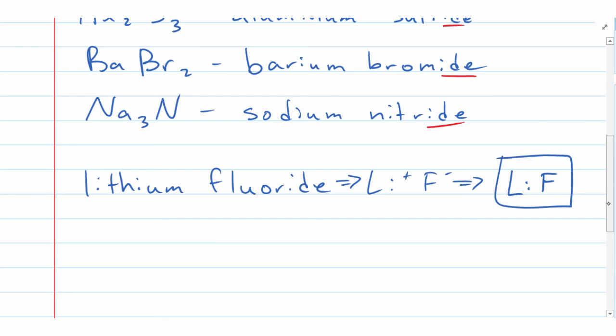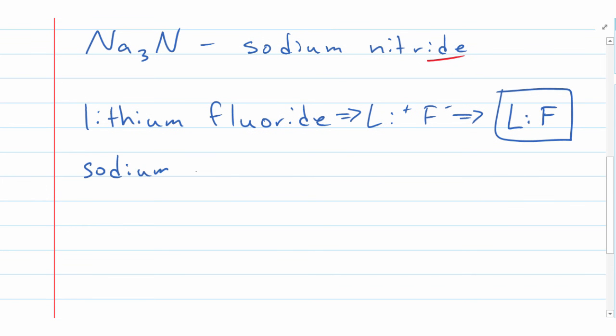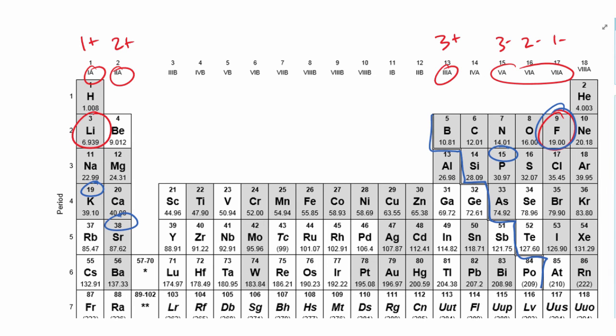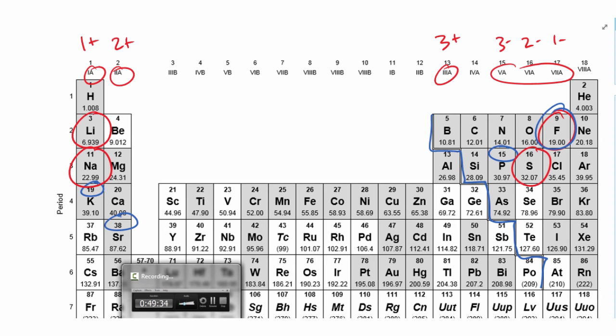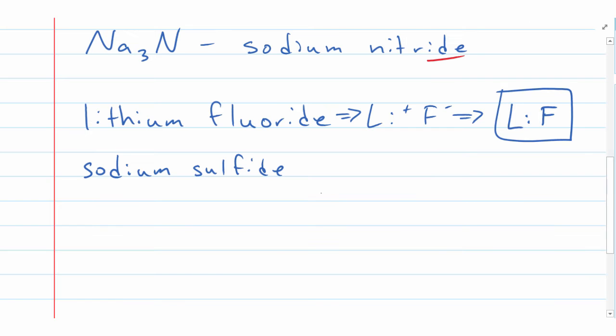If we wanted to look at something like sodium sulfide, we go to our periodic table. Sodium always has a charge of how much? 1 positive. Sulfide would always have a charge of 2 negative. So again, charges. Sodium is a single positive. Sulfide is a 2 negative. So we would need 2 sodiums for every 1 sulfide. That's exactly how you need to think about it. You need 2 sodiums for every 1 sulfide because we want the total of the positives to balance the total of the negatives. So it would be Na2S. That's how this works.